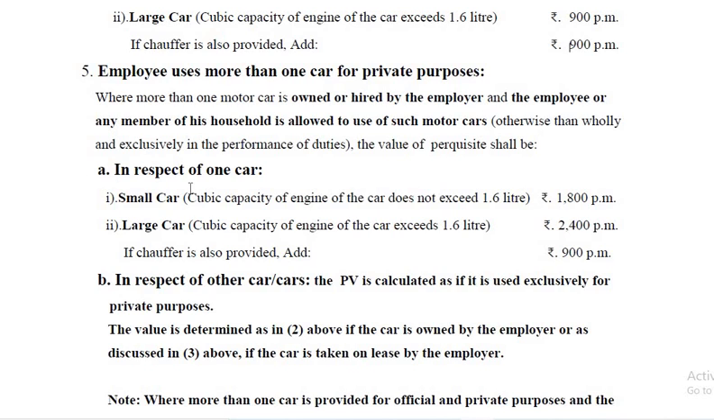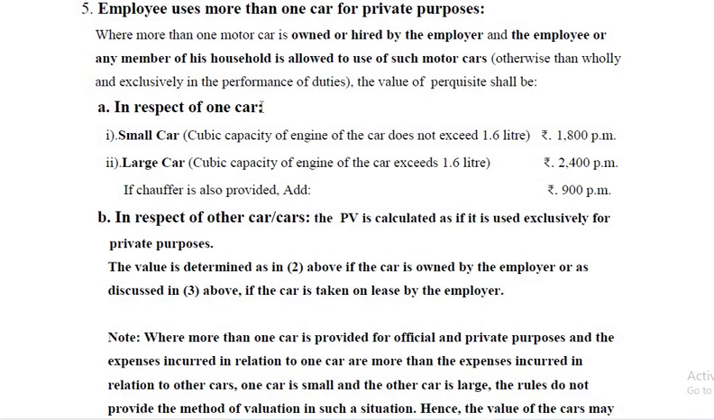Then the value per visit shall be in respect of one car. So more than one car is used by the employee, and the cars are used both for official purposes as well as personal purposes. So in respect of one car, if it is a small car, and you know what is a small car, the cubic capacity of the engine of the car does not exceed 1.6 liters, 1,800 per month. If it is a large car, it is 2,400 per month. A similar case you have come across previously. And if driver's service is also provided, then again 900 per month.